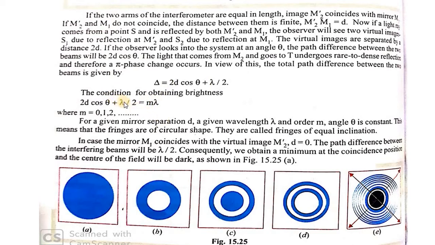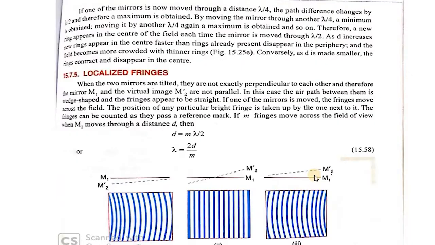So what happens is that if lambda, m and D are constant, then theta is also a constant for a mirror separation D. Then the fringe shape will be circular, and these fringes are called fringes of equal inclination. And if both the mirrors M2 prime and M1 coincide, D will be 0. So the path difference will be lambda by 2, corresponding to a dark fringe, a minimum at the coincidence position, and the center of the field will be dark at this point.